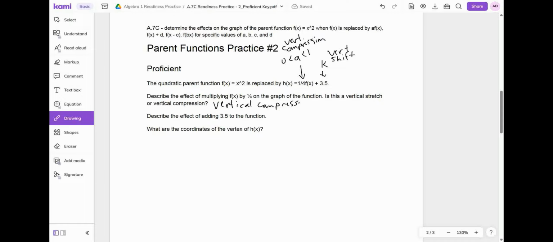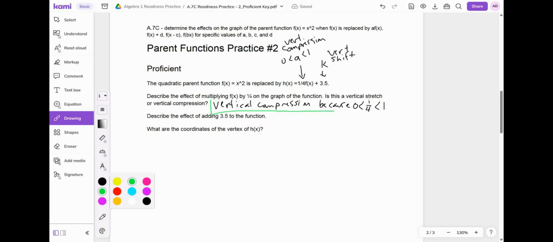And I'll tell you why. We'll say because, and let's just do it with an inequality. We can say 1/4 is less than 1, but greater than 0. So that's the rule there.